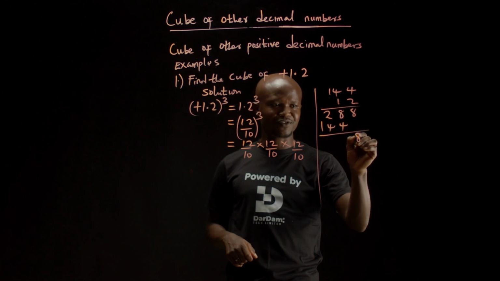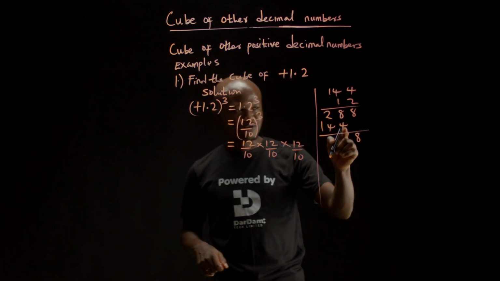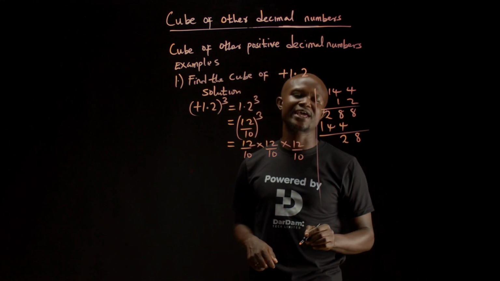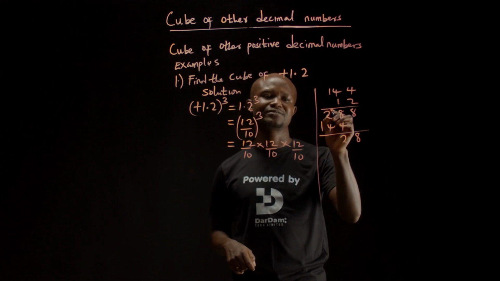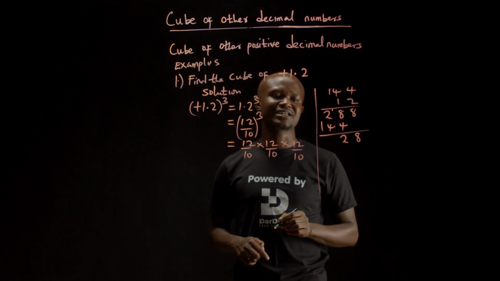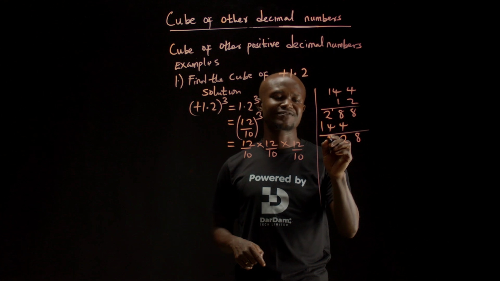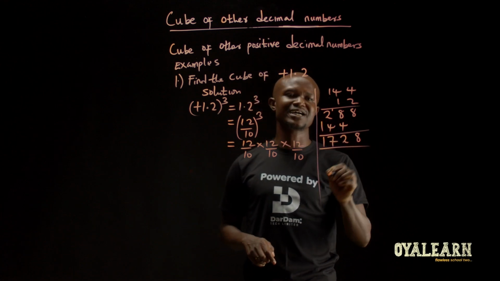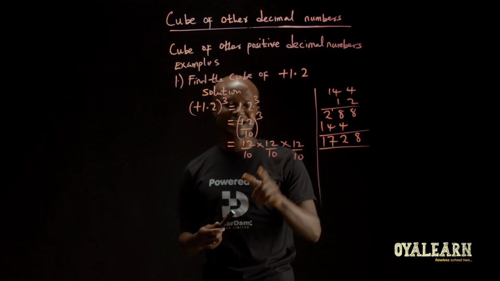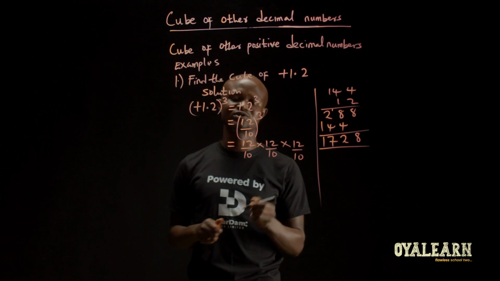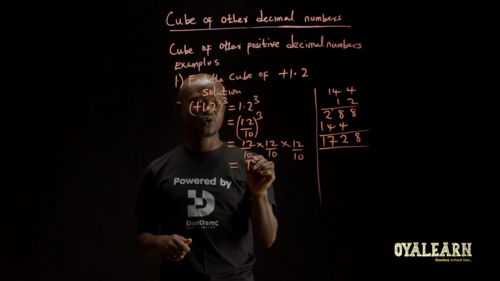Adding from the back, we have 8. 4 plus 8, we have 12. Then we carry 1. Now, 1 plus 2, what do we have? That is 3. 3 plus 4, we have 7. Then we have 1 left here. So it means that 12 times 12 times 12 is 1,728.